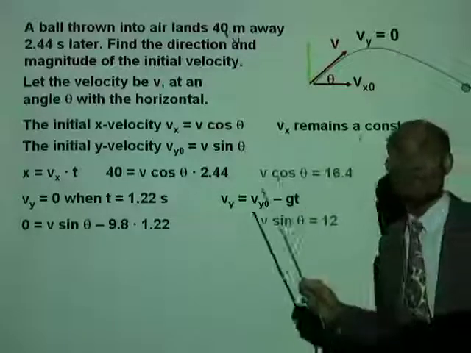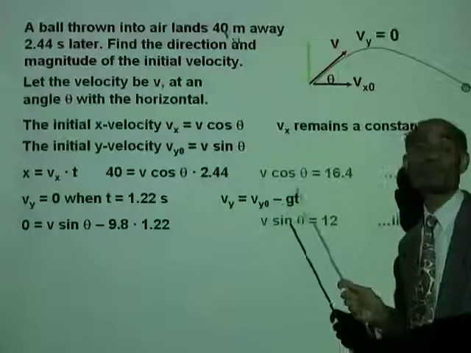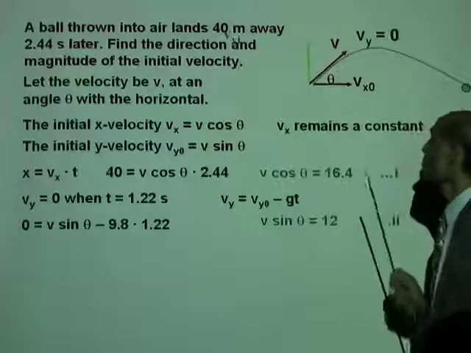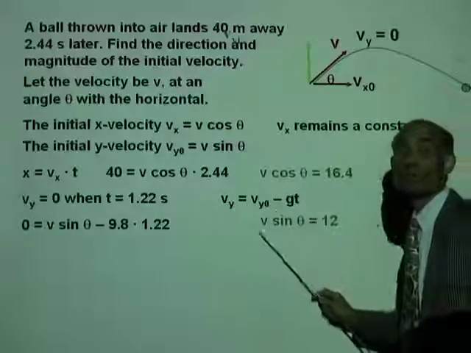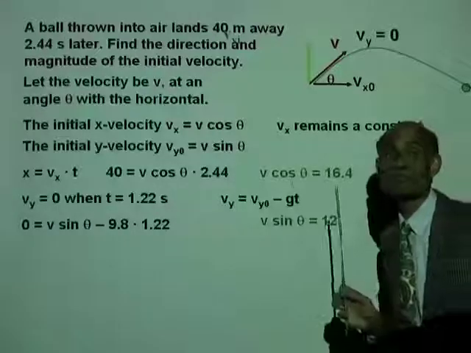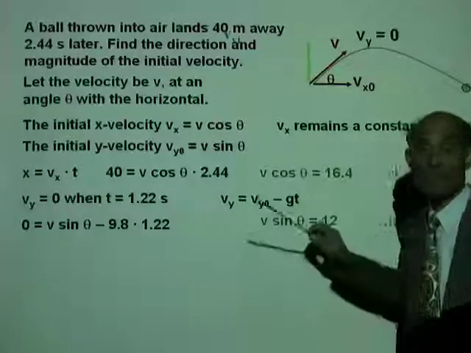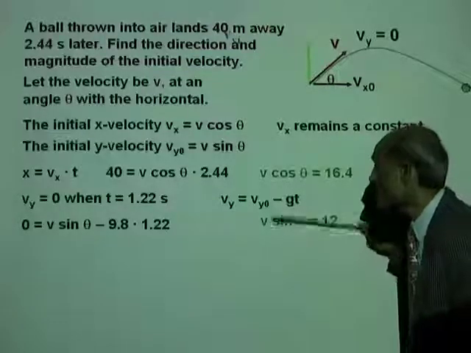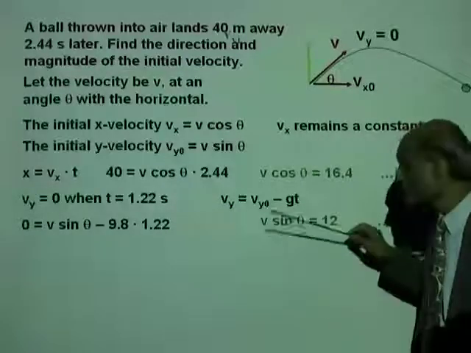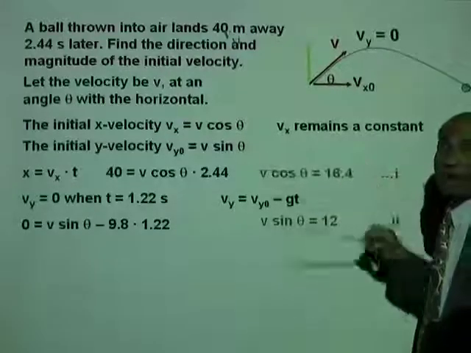Okay, let me see how much mathematical background you can use to solve this problem. What we are looking for, we need to find the value of V and the value of theta. And we have two equations. V cos theta equals 16.4. V sine theta equals 12. Can you find the value of theta from here? If you know your trigonometry, you know that sine theta divided by cos theta is tan theta. So what happens if you divide equation 2 by equation 1?